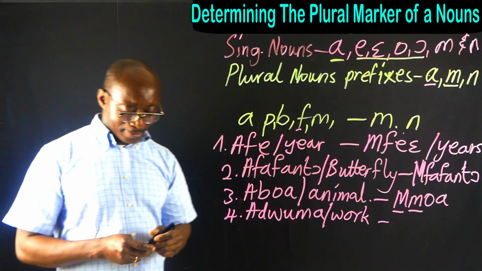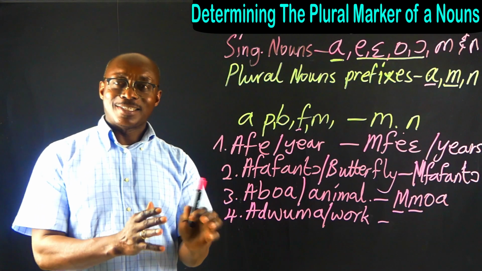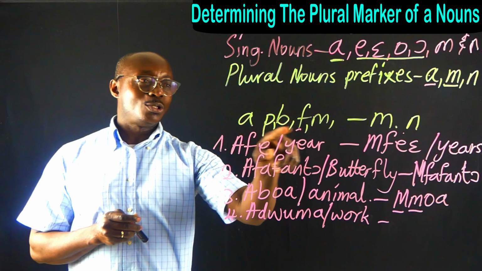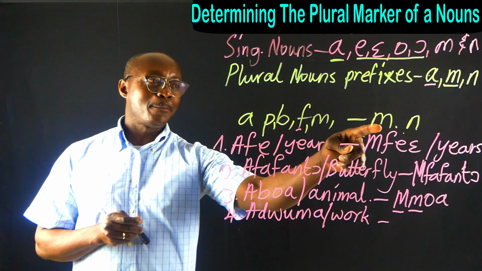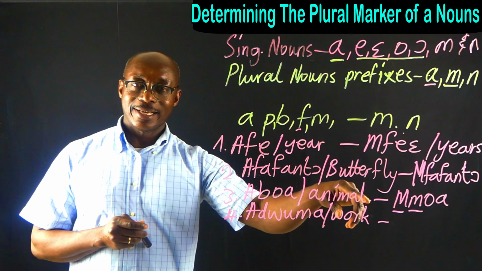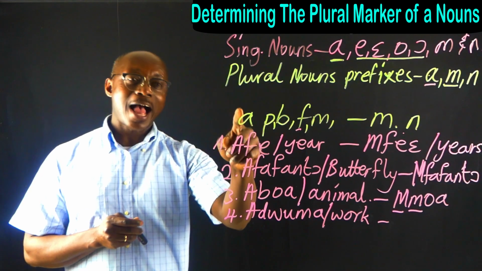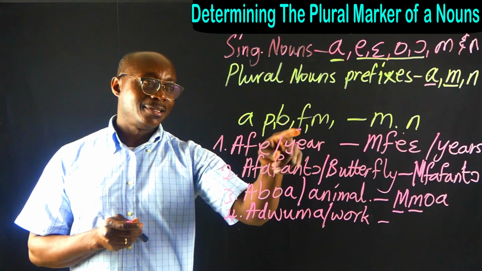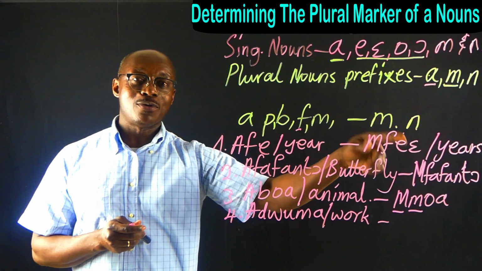Adwuma, that is work. We told you that if the singular noun begins with a, followed by any of these consonants, then there's the likelihood that it will take as what? The prefix in the plural state. And we also said that if it has the prefix a and other consonants other than these, then it will take what as prefix in the plural state?